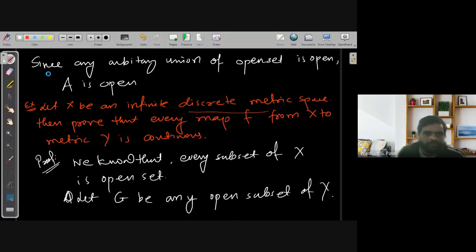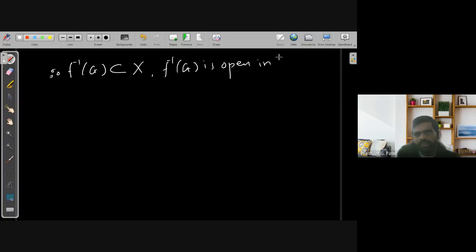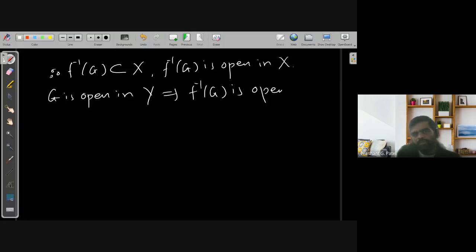Therefore, what we can say is F inverse of G is a subset of X. And since F inverse of G is a subset of X, and we know that X is a discrete metric space, any subset of X will be open. So therefore, we can say that F inverse of G is open in X. Which proves that if G is open in Y implies F inverse of G is open in X under the discrete metric space.